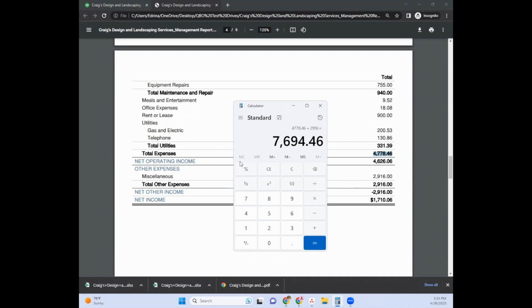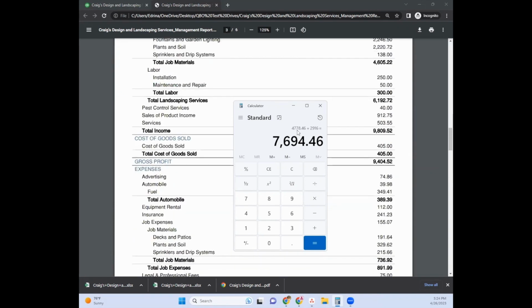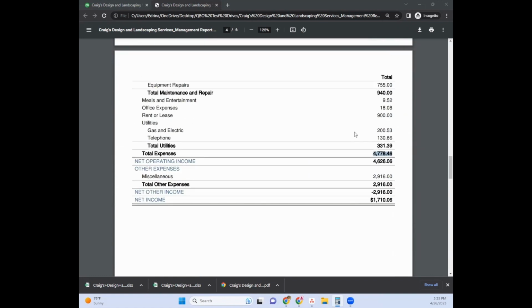And so when I am working on reports for my clients, I actually build that into my own report because I don't know why they wouldn't just automatically add that to the reports. So either way, 7,694, and let's see, gross profit is 9,404.52. So this is your net income, 1,710.06, and there it is, net income. So that's basically income less expense.